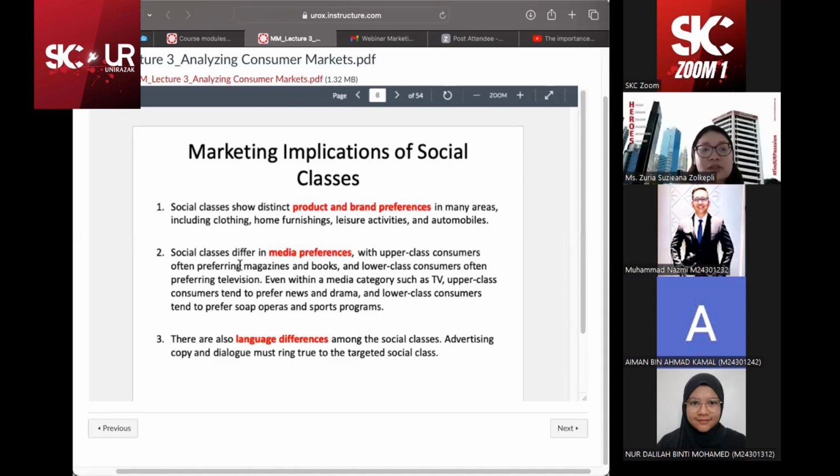And social classes differ in media preferences as well. For example, upper class consumers often prefer magazines and books, and lower class consumers often prefer television. Even within a media category such as TV, the upper class tends to prefer news and drama. Lower class consumers prefer soap operas and sports programs. And for a certain level of this class, they even have their own magazine, like the Tatler. They have their own events to cater for the upper class society, right? The Tatler, right?